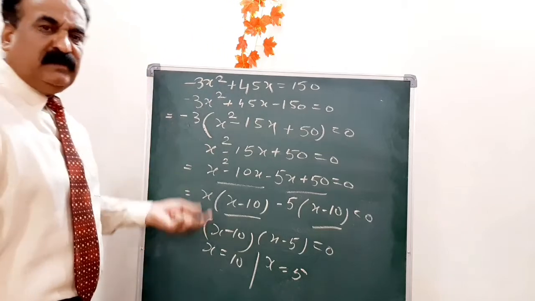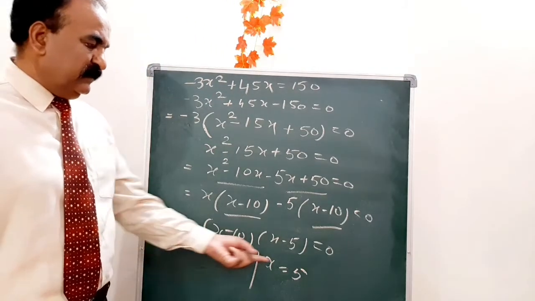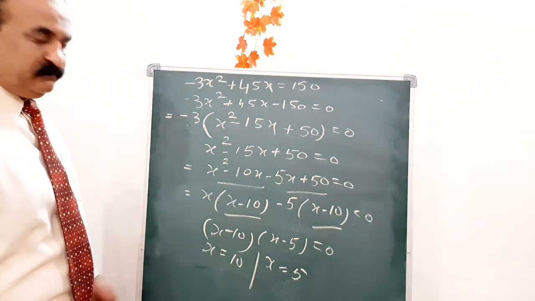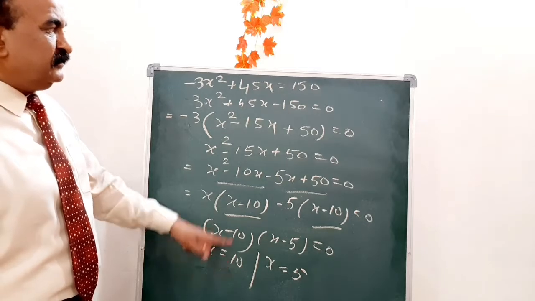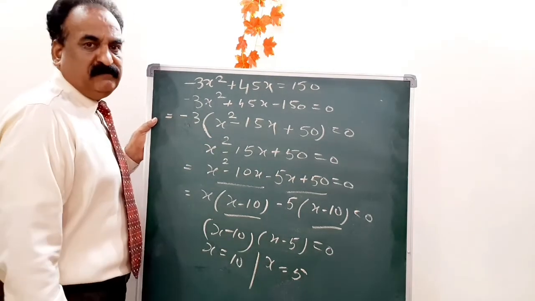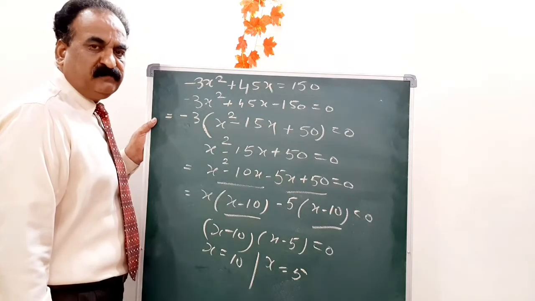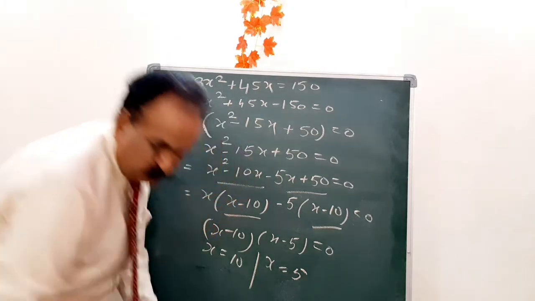It means what are the two numbers? One number will be 10 and the other number will be 5, since the sum of the numbers is 15. This is the solution. Okay. Now next question.